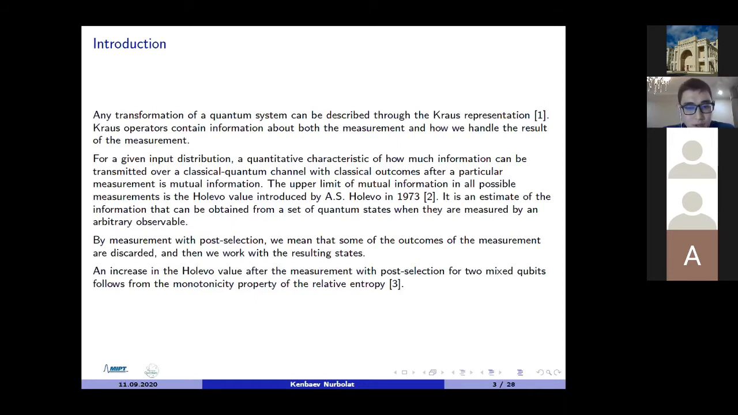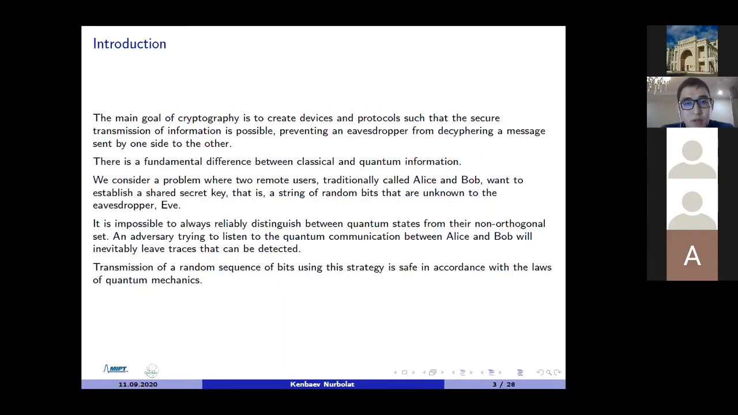We will see this jump above the Holevo value on the example of 2 mixed qubits. And first of all, we will see protocol B92. Quantum cryptography is a field of research whose main goal is to create devices and protocols such that the transmission of the information can be made in a secure way, preventing an eavesdropper from deciphering the message sent from one party to another.